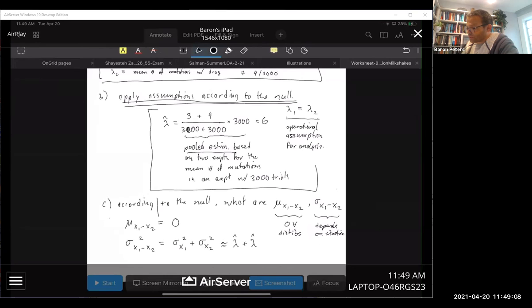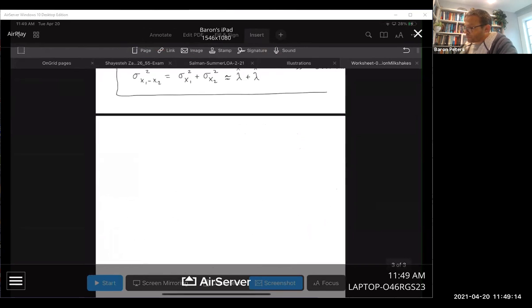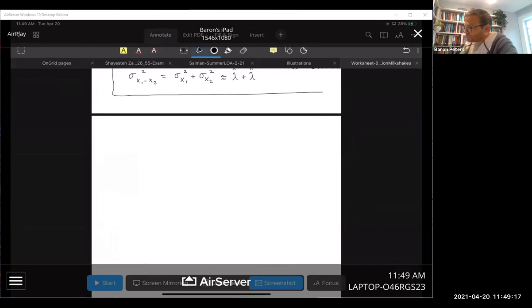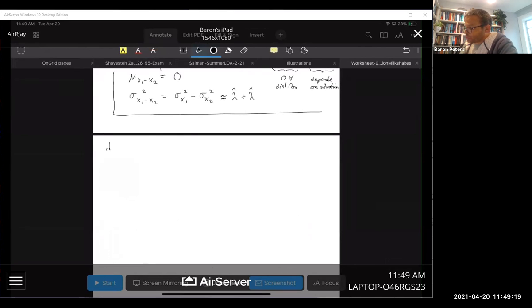I'm unable to scroll up and down here. Okay, let's do part D. So we're going to execute the following hypothesis test. We're going to execute our hypothesis test here using answers from parts A through C, okay? Okay, and there's a hint here on the worksheet. I will put this worksheet up on the web.